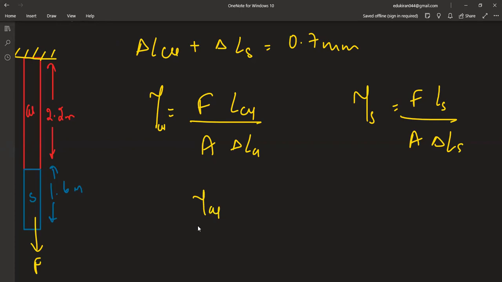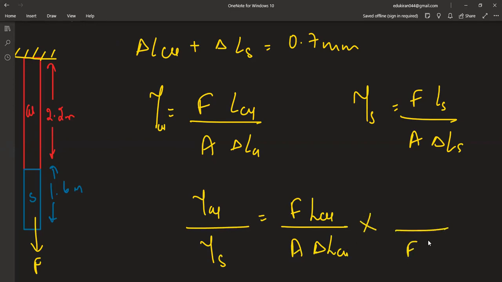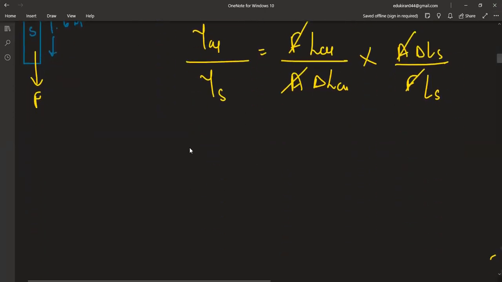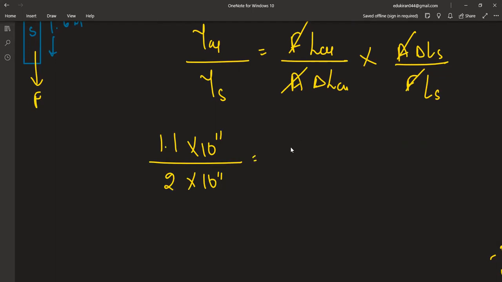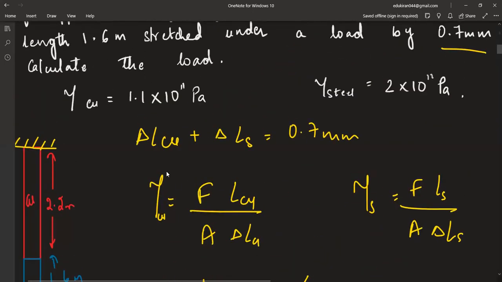Okay, so the ratio of the Young's modulus for copper and Young's modulus of steel will be F, length of copper, area, change in length of copper, and in the denominator F, length of steel, area and change in length of steel. So force will cancel force, area will cancel area. So this ratio will be 1.1 into 10 to the power 11 over 2 into 10 to the power 11, equal to 2.2 into delta LS divided by the change in length of copper. Now, how can we write change in length of copper? You can write it from here, in terms of change in length of steel.